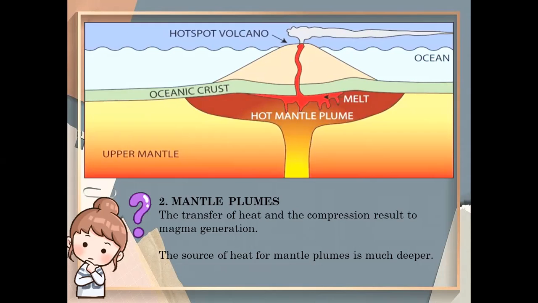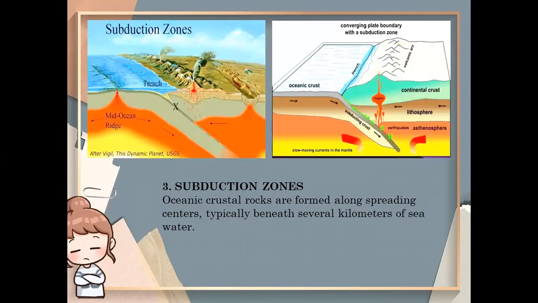So, dahil sa nangyayari na pagkaroon ng melting, luminipis yung crust natin, na kung saan nagbibigay ng pagkakataon sa mga volcano na mag-erupt. Okay? So third, we have the subduction.